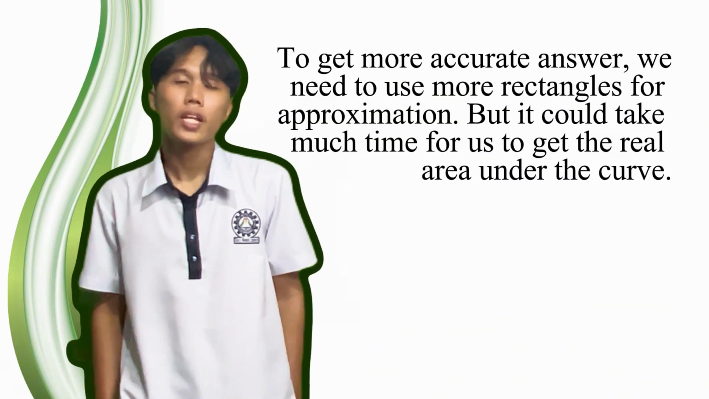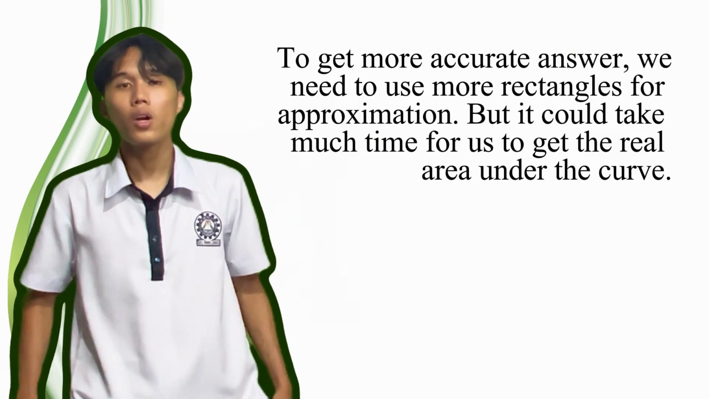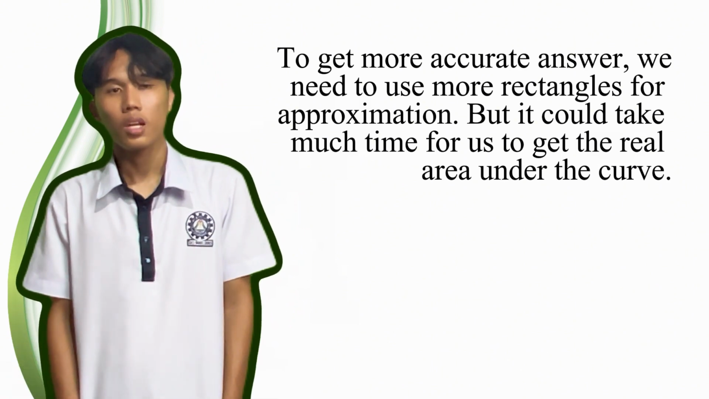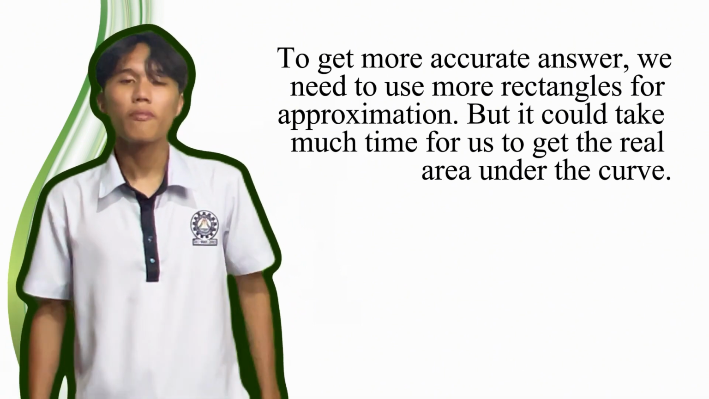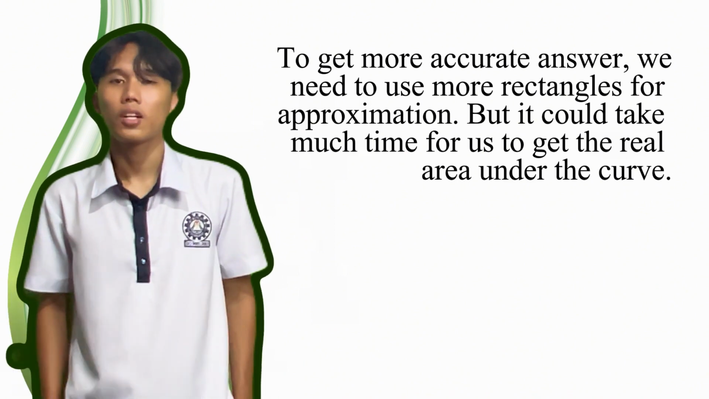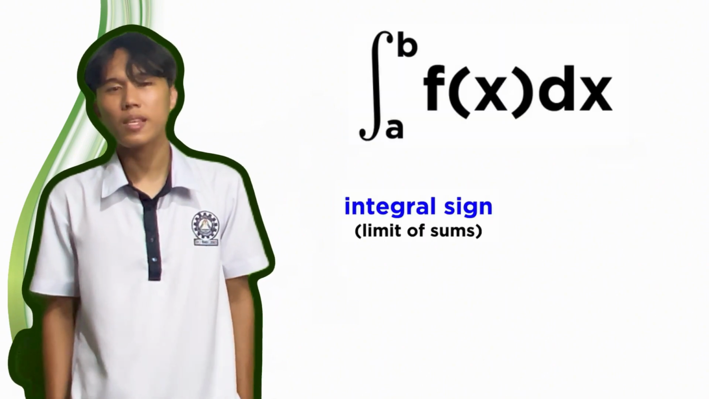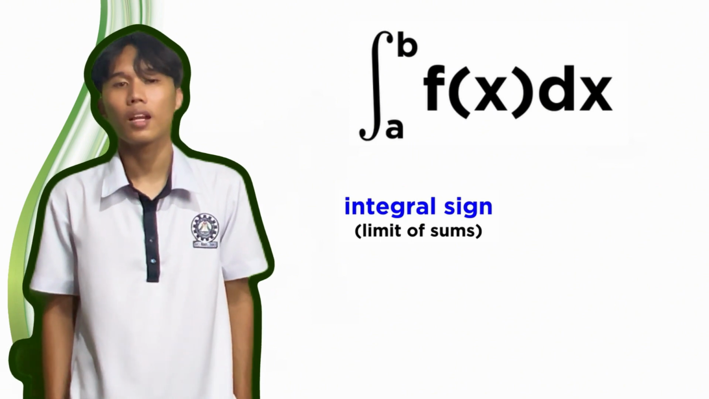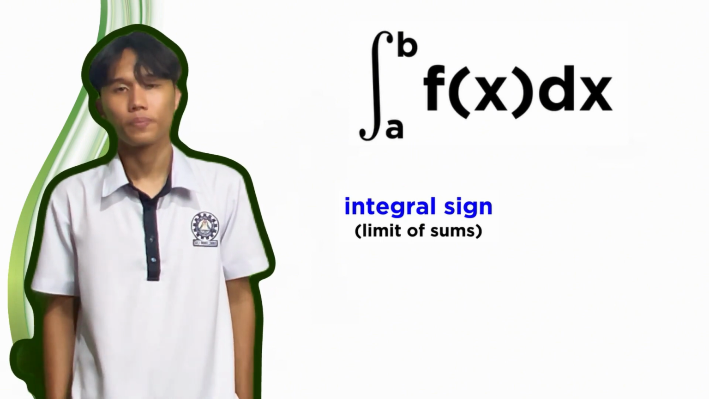To get a more accurate answer, we need to use more rectangles for approximation, but it could take much time for us to get the real area under the curve. For us to get the exact area of this graph, we can use this formula where the weird S symbol is the symbol of integral, or the limit of sums.